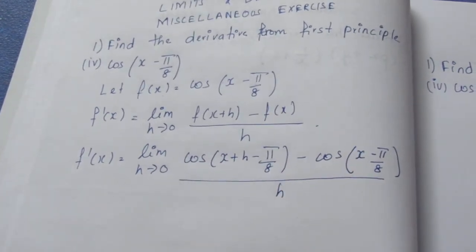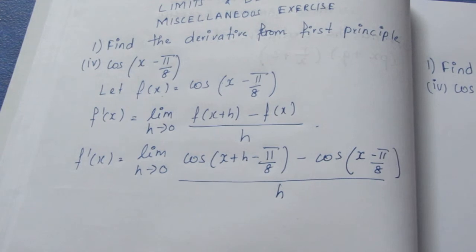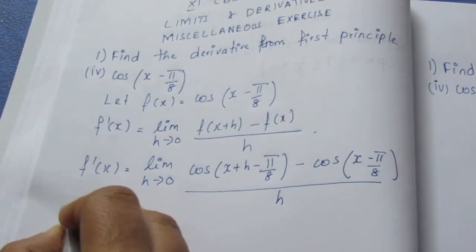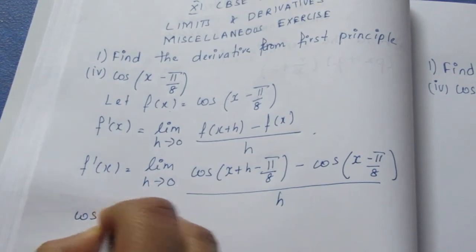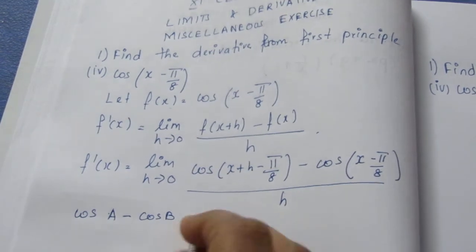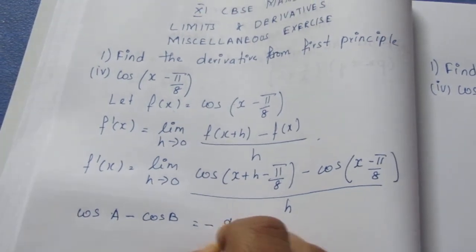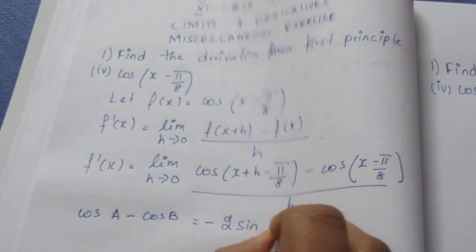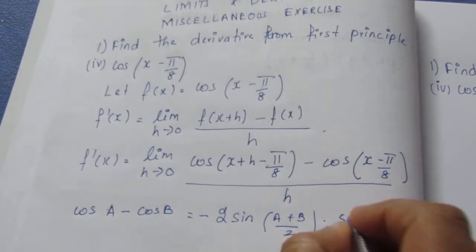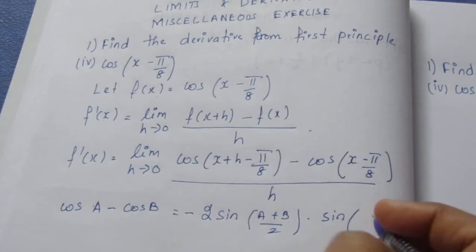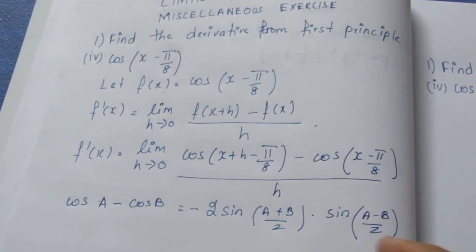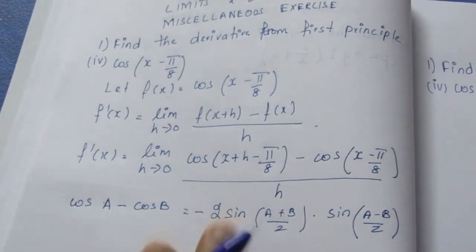Now if you see the numerator, it is in the form of cos something minus cos something. We have learnt in the trigonometric formulas that cos a minus cos b, that is cos something minus cos something, is equal to minus 2 sin of (a plus b) by 2 into sin of (a minus b) by 2. We are going to apply this formula here.